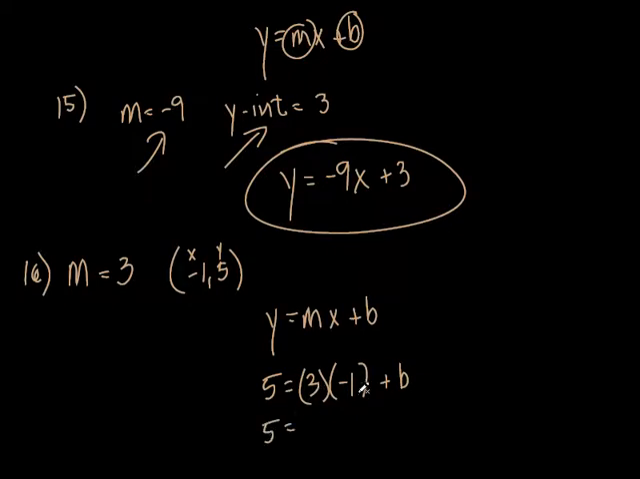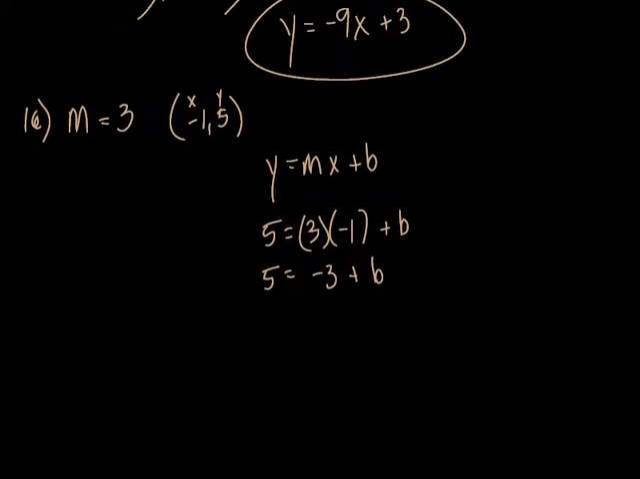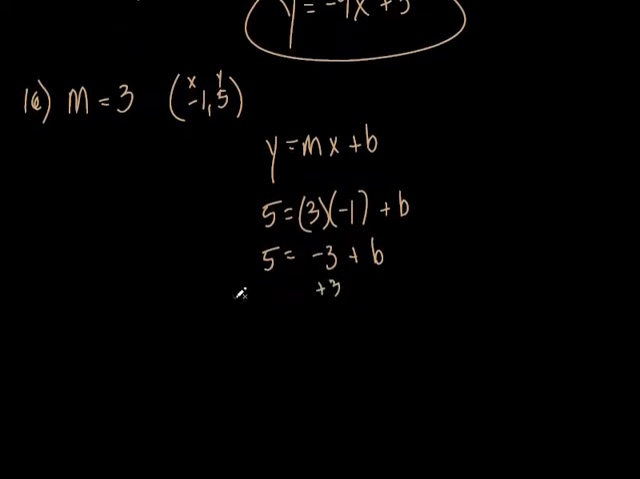5 equals 3 times negative 1. It's negative 3 plus b. What do we do now? Add a 3 to both sides, right? Get b by itself. Add a 3 to both sides. So what's b equal to? 8.